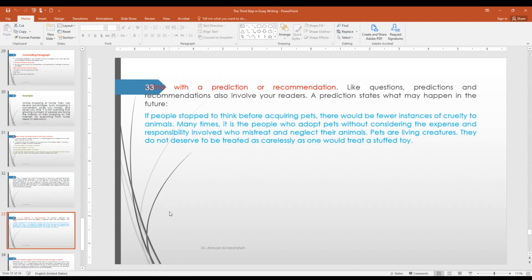Yeah, we can expect so many things in the future. Like questions, predictions, and recommendations also involve your readers. A prediction states what may happen in the future. You should give us a kind of prediction. And wallahi, for online shopping, for example, what do you expect for the future?